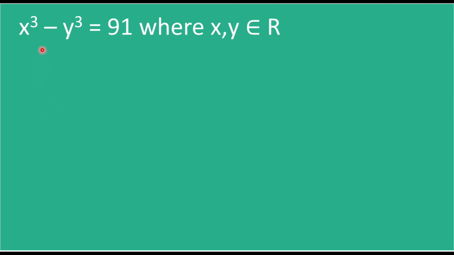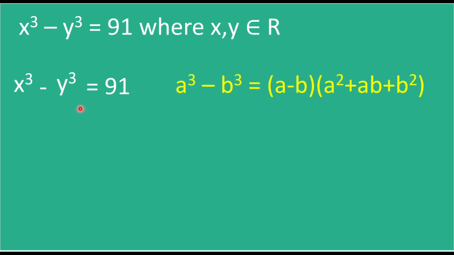Hello everyone. We have this question: x cube minus y cube equals 91, where x and y belong to real numbers. So let's start the solution of this question. So x cube minus y cube equals 91, and now we will use algebraic identities for expanding this x cube minus y cube.